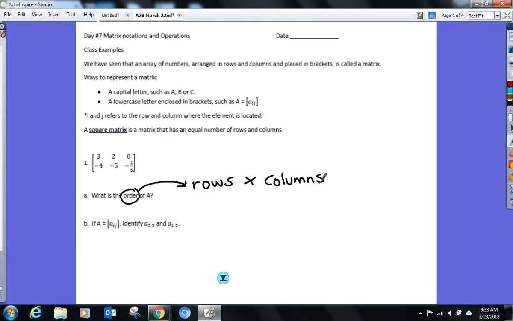The only thing I worry about is making sure you get the rows first. So in this one, how many rows do I have? 2. And how many columns? 3. So the order of this matrix is 2 by 3. Okay, number of rows times the number of columns.